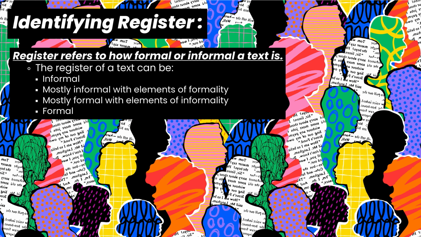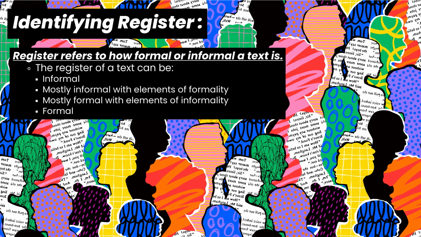It's important to remember that register itself exists on a continuum all the way from informal text to formal text. In the middle, we have our mixed register text, and while you absolutely can label a text that is somewhere in between informal and formal as a mixed register text, it's often more strategic to label the register of these texts as mostly informal with elements of formality or mostly formal with elements of informality to signal your understanding that there is a more dominant register in the text.